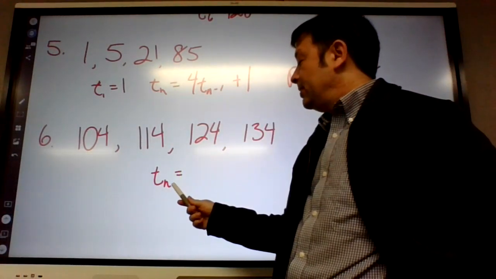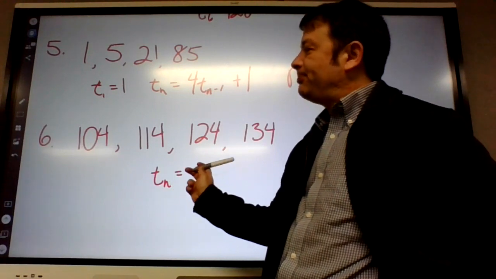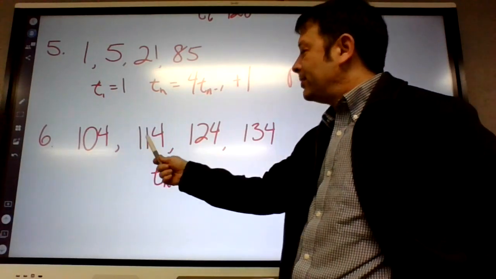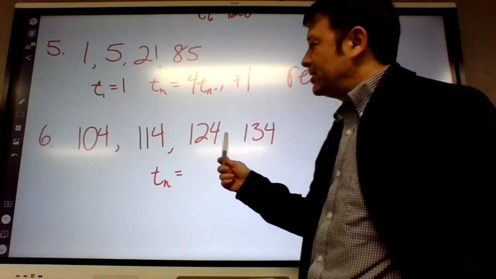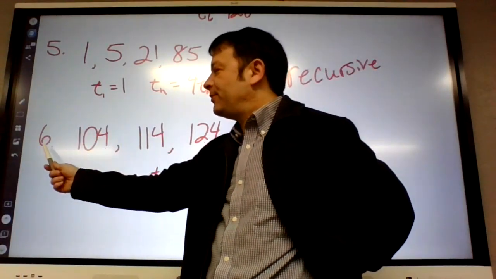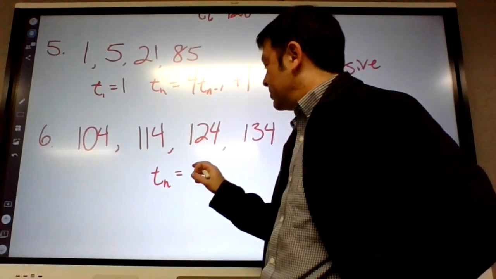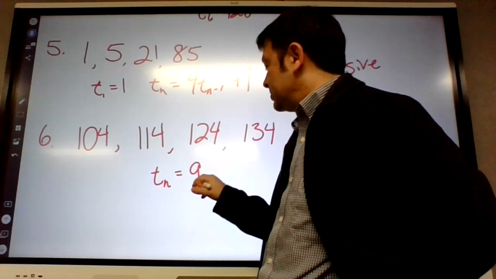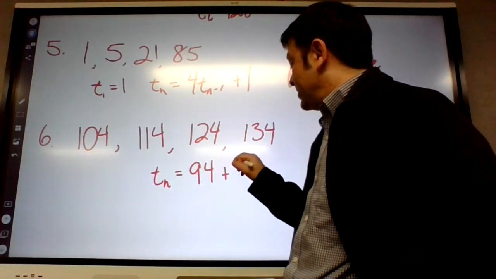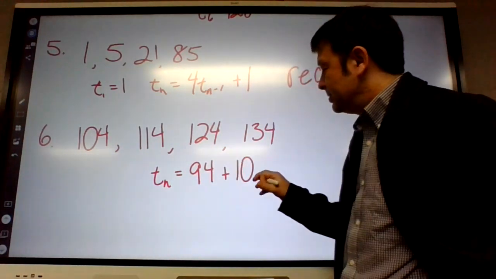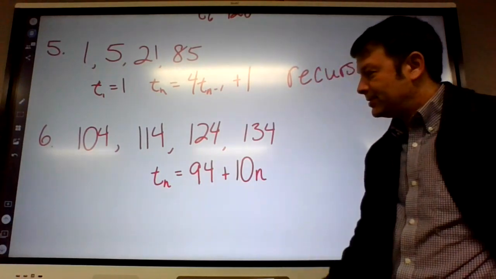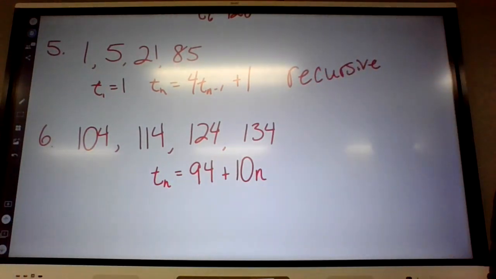So the explicit version was where we just back up one step. So what is the pattern here? Plus 10. So what must have come before this? 94. 104 minus 10 is 94, and then we want to add 10 n times. Once for the first term, twice for the second term.